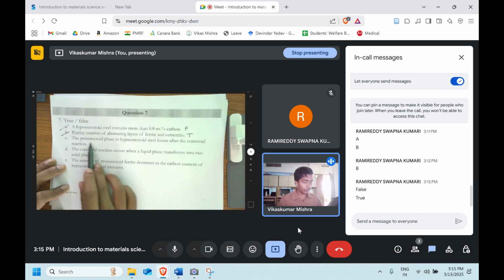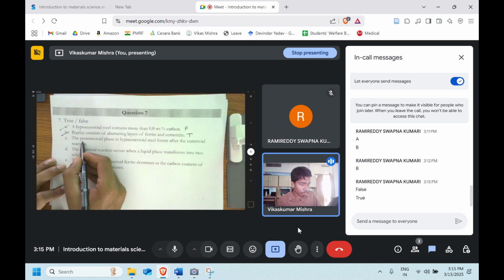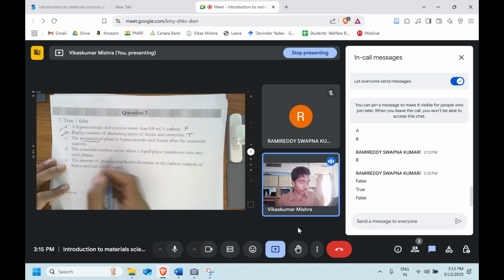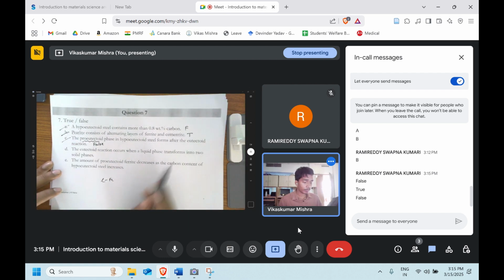Next question. The proeutectoid phase in the hypoeutectoid steel forms after the eutectoid reaction. Is it true? This is false. The proeutectoid phase, we got to know, is alpha ferrite, alpha iron. And it will form before, not after. It will form before the eutectoid reaction takes place.